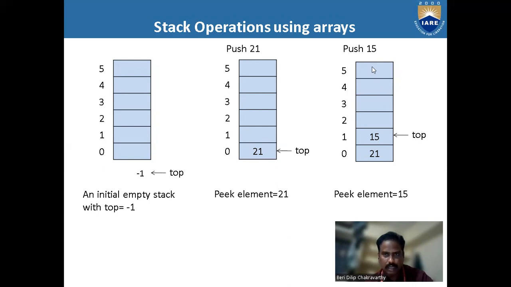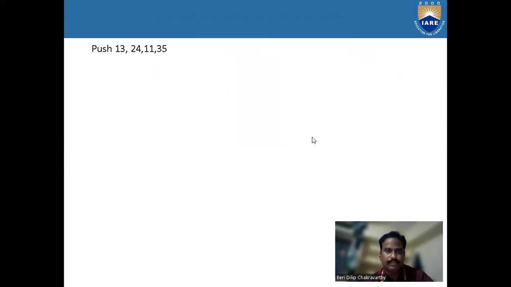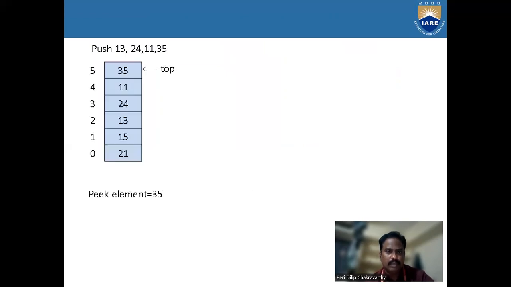Next, again I am trying to push one more element, 15. So my top comes to here. Earlier top is here, then top is incremented. Peek element equals 15. Similarly, I am going to insert all elements at the second position, third position, fourth position, and fifth position. I'm pushing 13, 24, 11, 35. So now top comes to here and my peek element is 35.